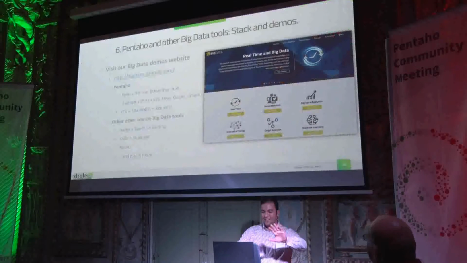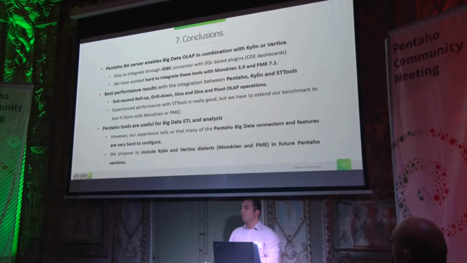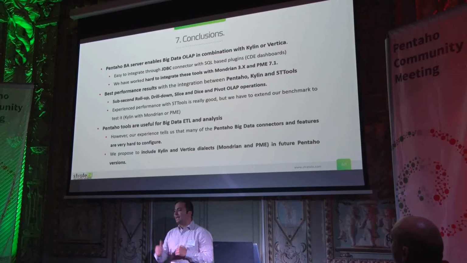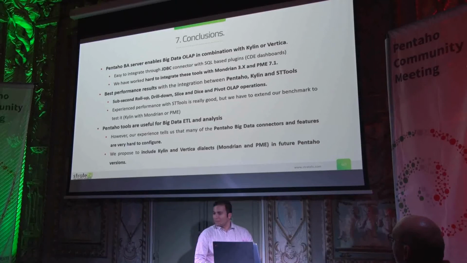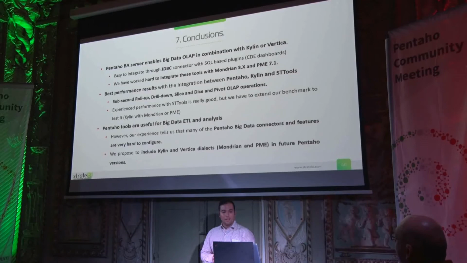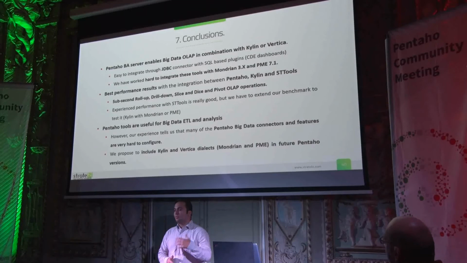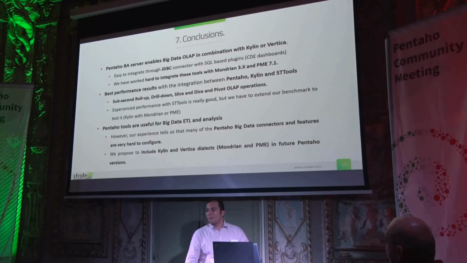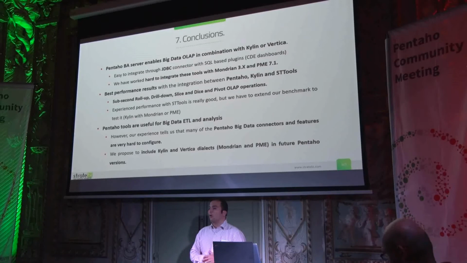So, just the conclusions. Both Kylin and Vertica are very good tools for big data, and in combination with Pentaho, enable big data OLAP analytics. Best performance is achieved by Kylin, but it's more complicated to deploy than Vertica. And Pentaho is a very useful tool to integrate with big data, but our experience shows that the connectors are really hard to configure, so the community has to work a lot more to make these technologies easy to integrate. And moreover, I think we must define connectors for Kylin and Vertica, as they will enable Big Data OLAP with our open source tools. So I finished this.